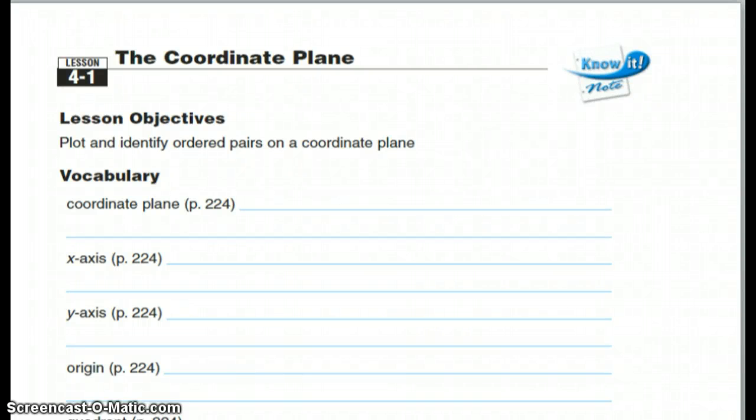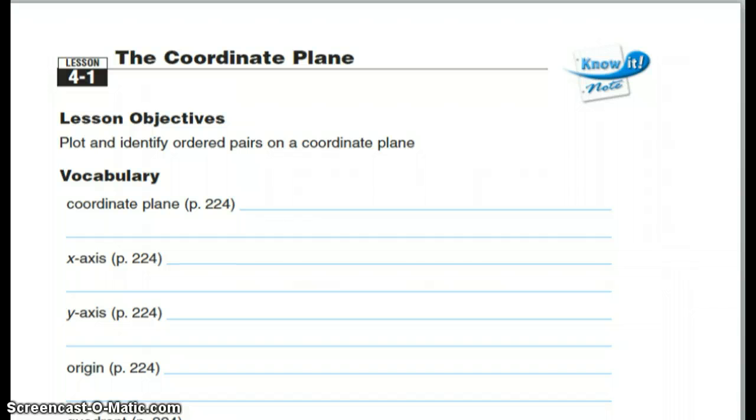Chapter 4, Lesson 1, The Coordinate Plane. Lesson Objectives. Plot and identify ordered pairs on a coordinate plane. Vocabulary. Let's make sure we all have the same idea what these words mean.